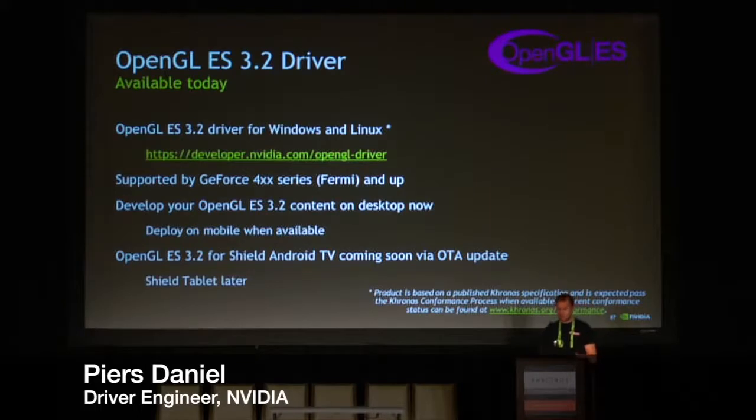And talking of mobile products and mobile processors, this is an NVIDIA Shield, and this guy will support ES 3.2 in an upcoming over-the-air update. This little guy is $200, and as soon as we ship, you'll be able to test your ES 3.2 content on this guy too. And our Shield tablet will support it later in the year as well. That's all, thank you.